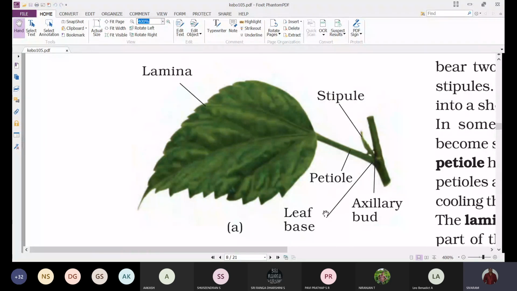And next, at the leaf base we can observe small green leafy structures. These are called stipules. What is the function of the stipules? The stipules protect the leaf when the leaf is young.